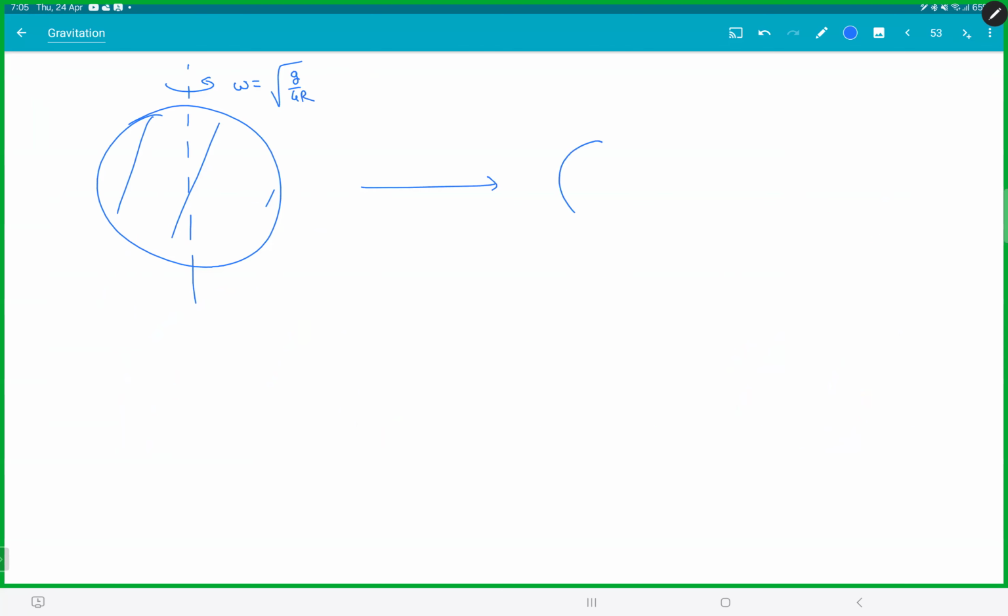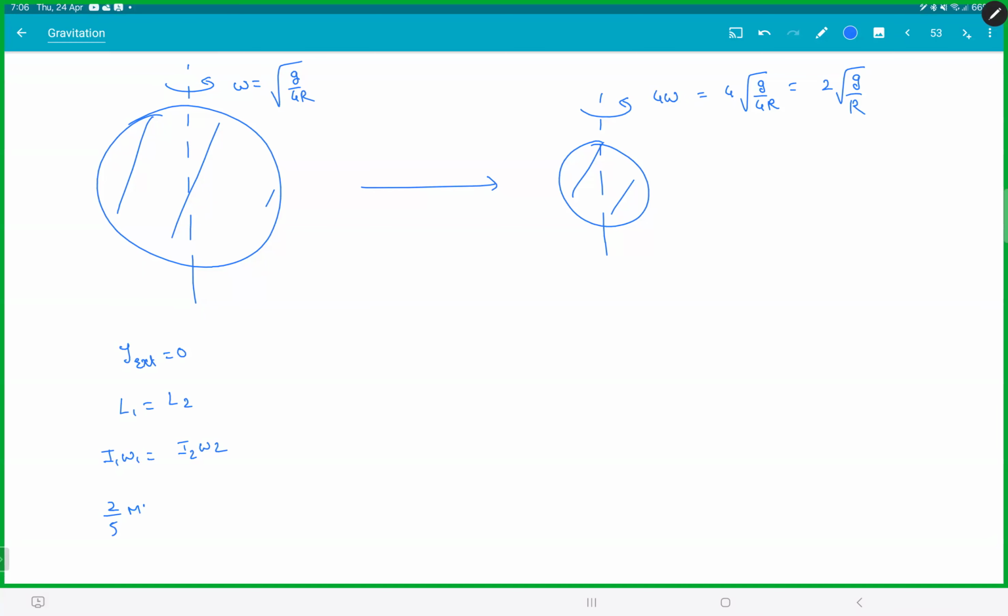When the planet has become radius r by 2, I hope you remember conservation of angular momentum. I1 omega 1 is equal to I2 omega 2. This will become 4 omega, which is 4 into root over G by 4r. So that is 2 into root over G by r. So there are no internal forces, so torque external is 0. L1 is equal to L2. So we have I1 omega 1 is equal to I2 omega 2. 2 by 5 mr square omega is 2 by 5 m r by 2 whole square omega dash. So we get omega dash is 4 omega. This is the first thing that happened.